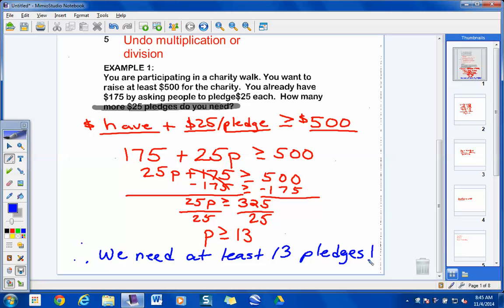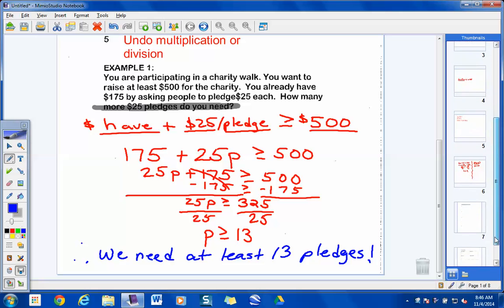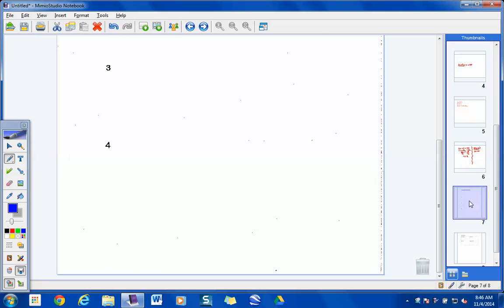So, hold it just a second. I'll get to page 2 here quickly. You guys have that all down? Let's jump over here and look at some examples.